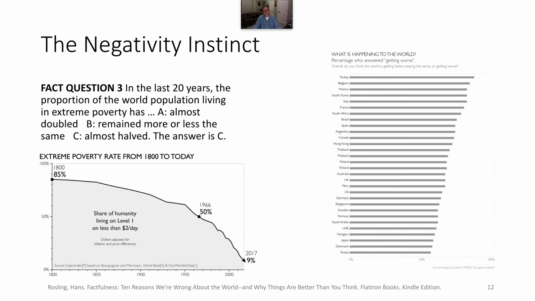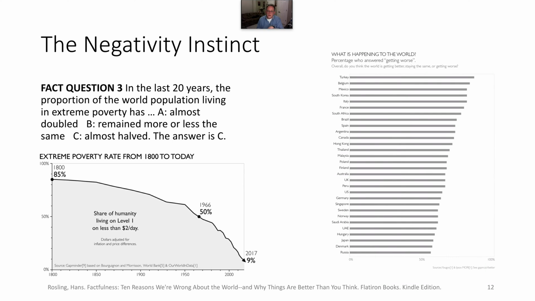The next instinct we'll talk about briefly, and most of the rest of them I'm going to talk about much more briefly, and focus on the questions a little bit more. Next one is fact question number 3. Over the last 20 years, what proportion of the world population is living in extreme poverty? Well, you probably have a little bit better idea now that I've described a few previous slides. A, almost doubled. B, remained more or less the same. Or C, almost half. The chart below should help you with this. And the answer is C.